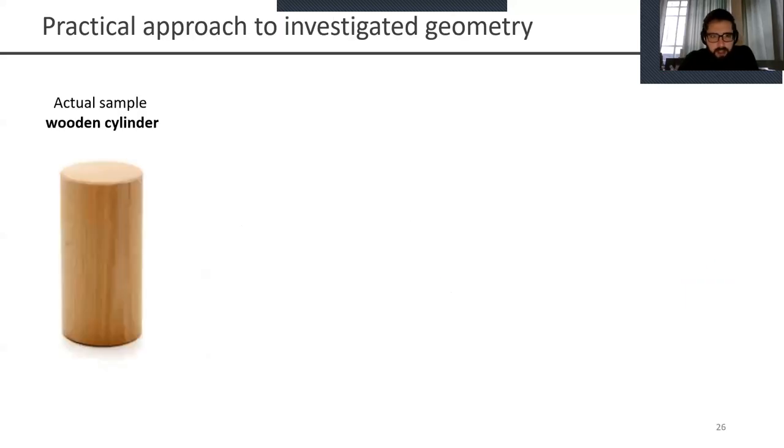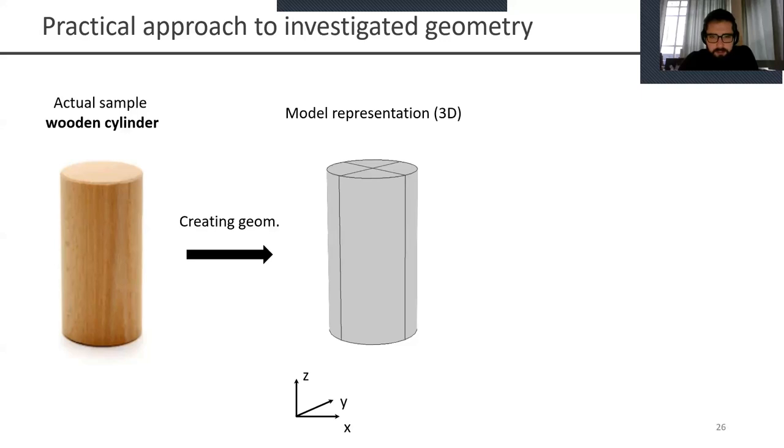So if we have an actual wooden cylinder, we can create the 3D geometry of it. Here is the 3D geometry representation of the wooden cylinder, and we can see that there is a symmetry axis. If we consider the dimension dependencies, the most important directions are longitudinal, radial and tangential.